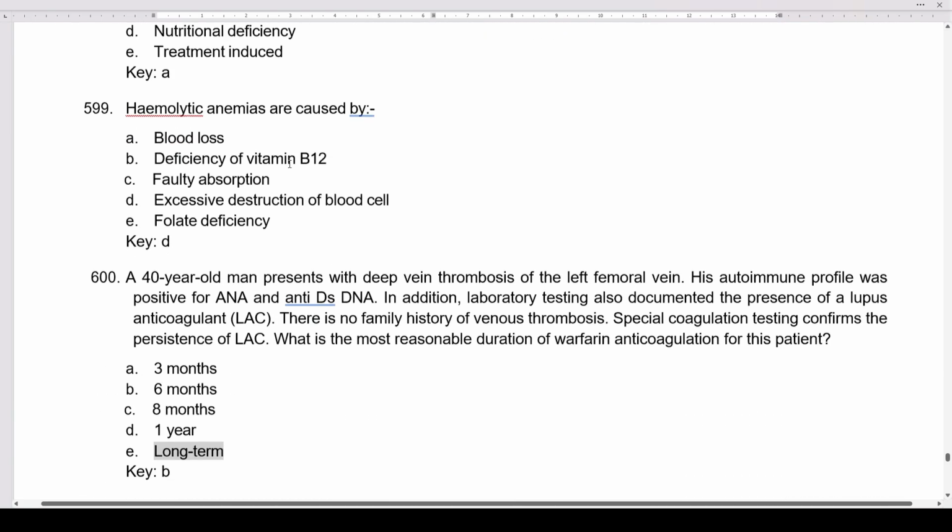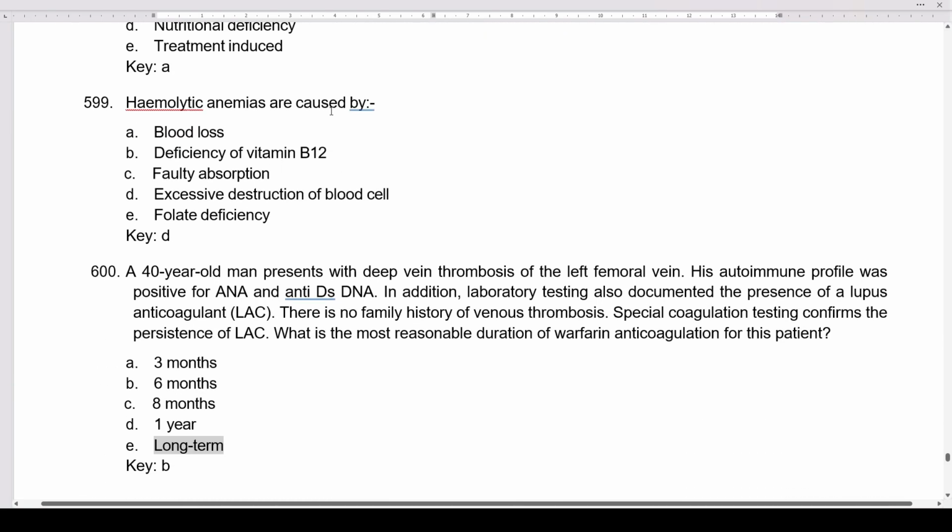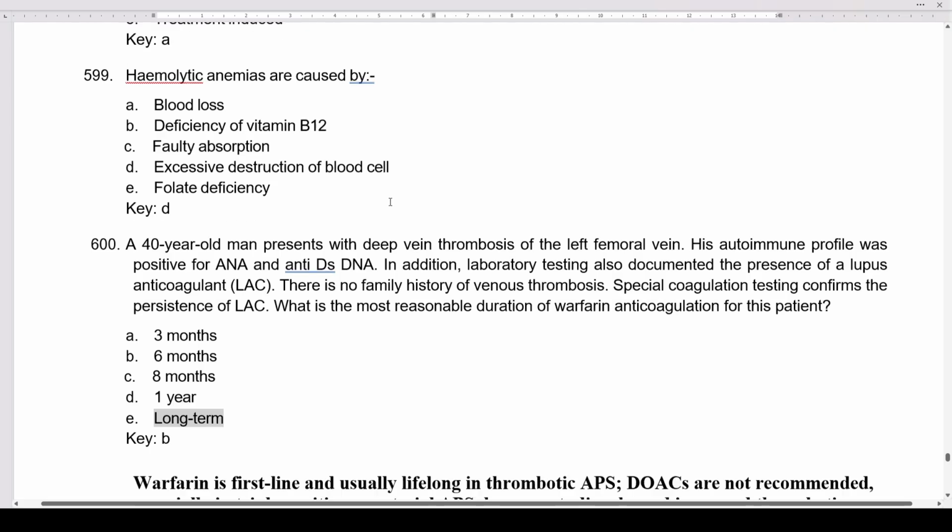lines are decreasing. Then hemolytic anemias are caused by, so in hemolytic anemias, what is the mechanism? There is excessive destruction of red blood cells. So option D is correct.